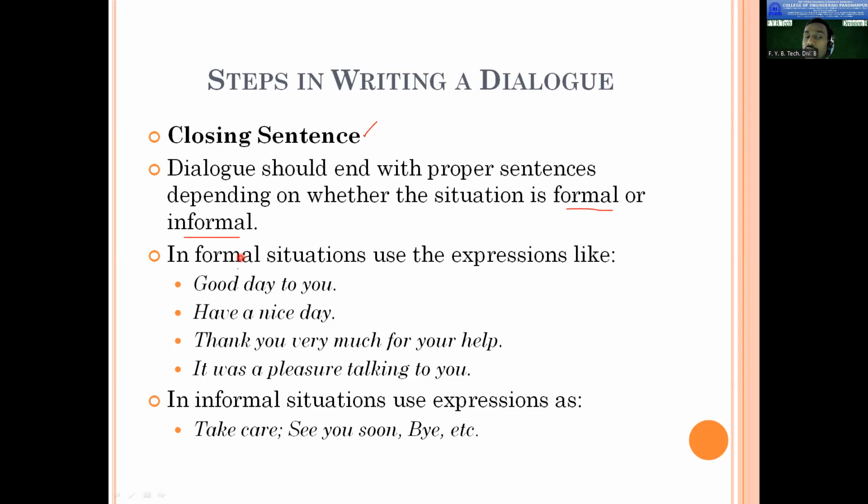If the situation is formal, as you all know, this is very simple: good day to you, nice day, great day. These are the things that you can use. Good day to you. Have a nice day. Thank you very much for your help.